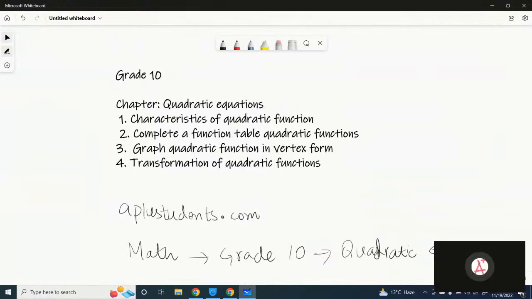Let's start with the first topic. This is the list of the topics we are going to cover today. They are from the chapter quadratic equations. The topics are characteristics of quadratic functions, complete a function table quadratic functions, graph quadratic functions in vertex form, then transformation of quadratic functions. These are the topics we are going to cover today. Let's start with the first one, characteristics of quadratic functions.